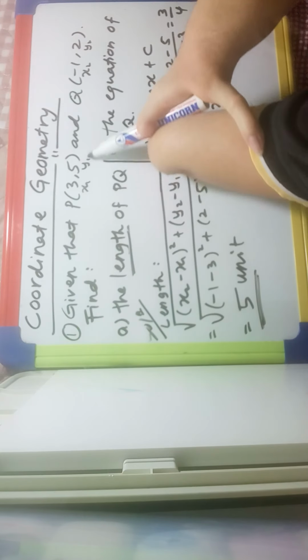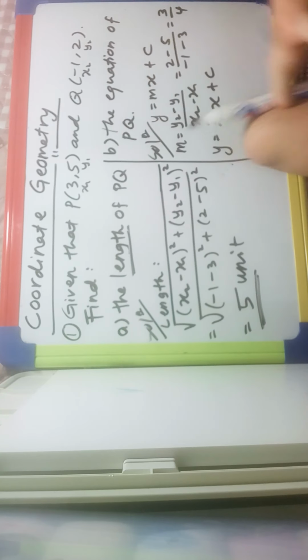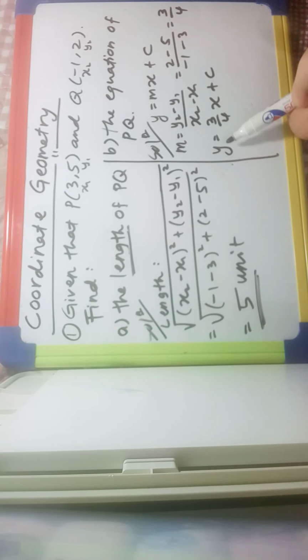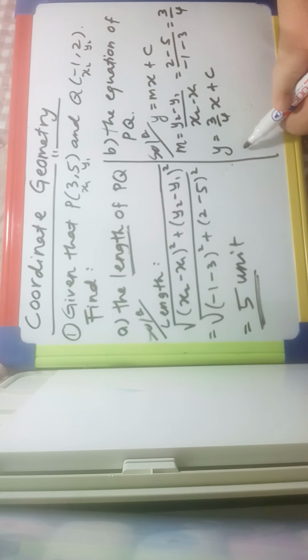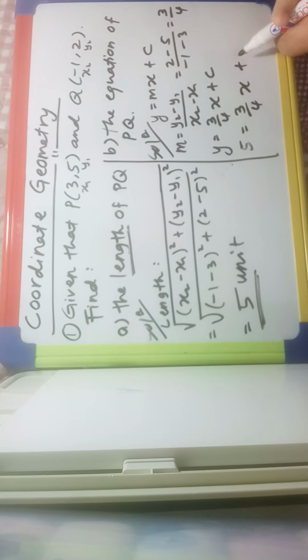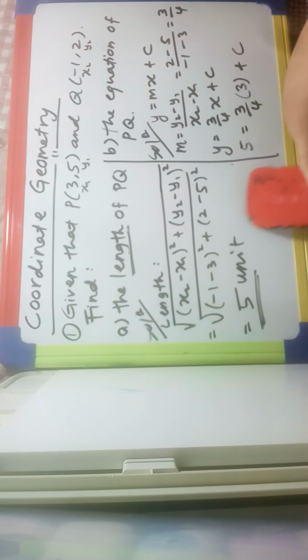Let's say I am using coordinate P (3, 5). I will substitute inside here: x is 3, y is 5. So when I substitute inside here, 5 is equal to 3 over 4 multiplied by 3 plus c. I'm going to erase this part, the length.